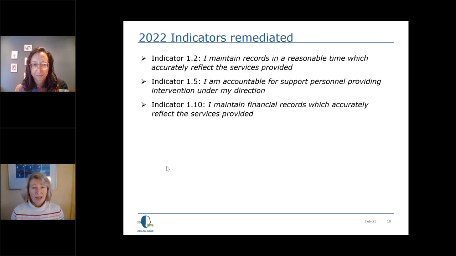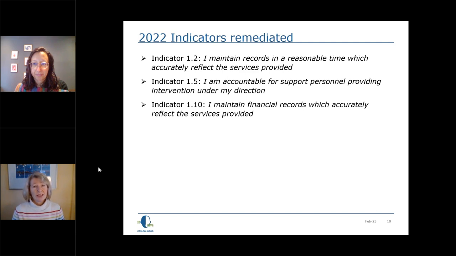Indicator 1.5, sometimes the problem here was that people provided one piece of evidence, but this one needs two pieces. Indicator 1.10, I maintain financial records which accurately reflect the services provided. People would provide the invoices they sent to patients when in private practice, but maybe one piece was missing. They had put down the patient's name, the treatment offered, the date, etc., but they left out their own name, who provided the service. So that might be a missing piece of information.